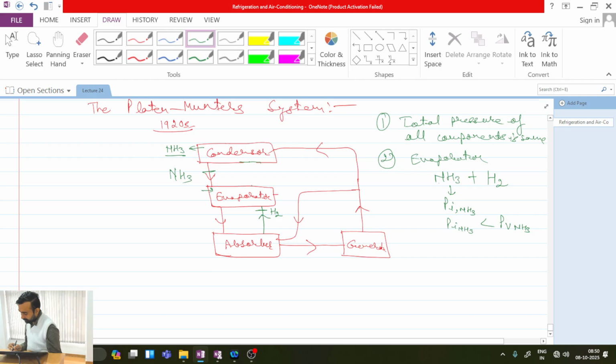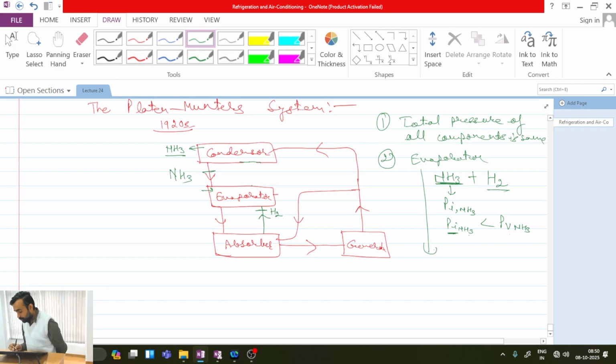The same is the principle over here. Here what I am saying is that the evaporator has ammonia plus hydrogen. So the total pressure in the system is constant, but the partial pressure of ammonia is less in comparison to the vapor pressure of ammonia. So what will happen in the evaporator? There will be evaporation.